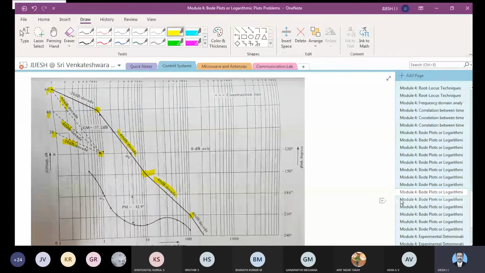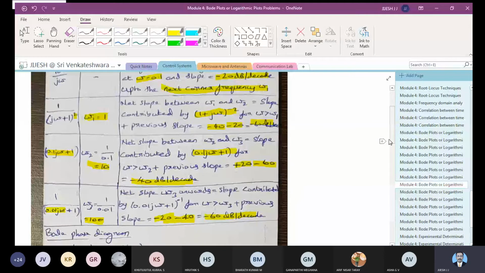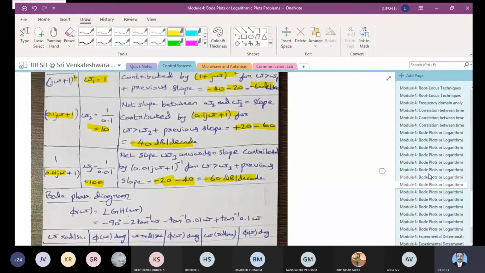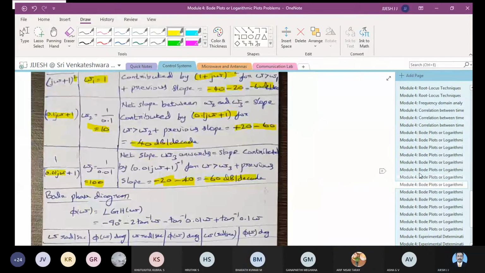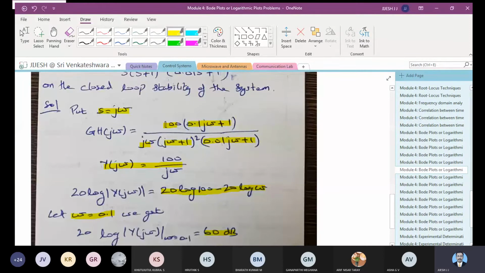Now for the phase plot, you should write the equation first. See how to write the equation for the phase plot. What is the question for you? You have to see what terms are available in the question. You have 100 into 0.1 j omega plus 1, j omega in the denominator, j omega plus 1 square, 0.01 j omega plus 1. From this you have to write the phase plot. Since j omega is there, it gives minus 90. So you will start with minus 90. Then j omega plus 1 square is there. This term is in the numerator and this term is in the denominator. So you have to take those things.